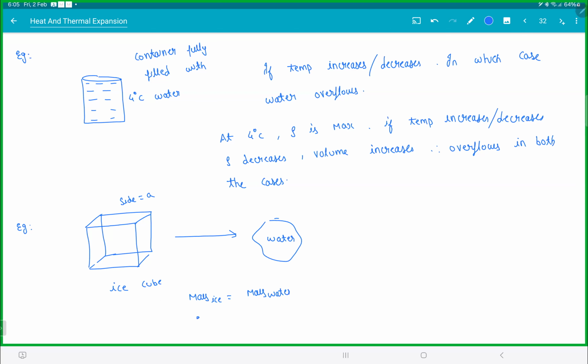So mass of ice will be density of ice, that is 0.9, times a cube, and density of water will be 1 into volume of water. So if this volume is a cube, this will be only 0.9 a cube. So be careful with this. Whenever the ice melts, you actually get less water. Mass will remain the same, but the volume of water will become less. Clear? So basically in both the cases, it does overflow.